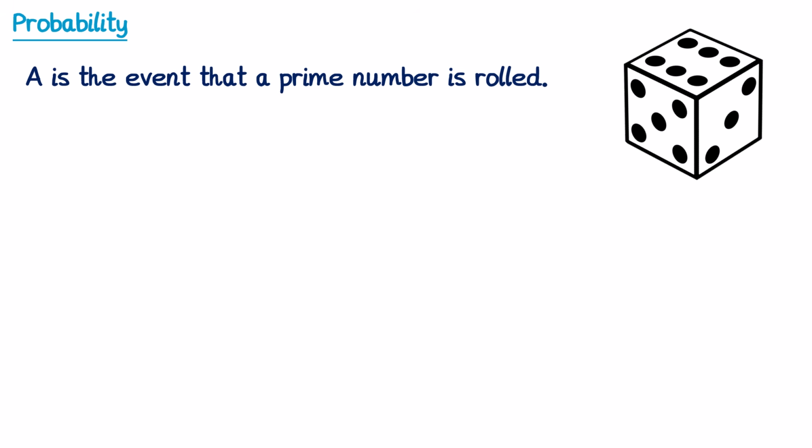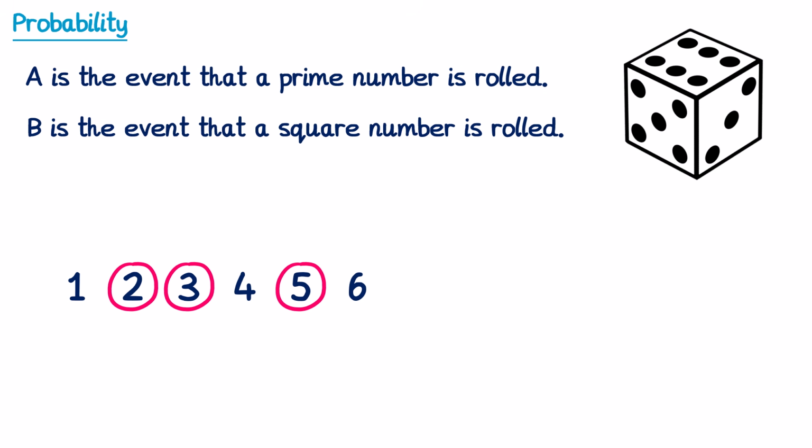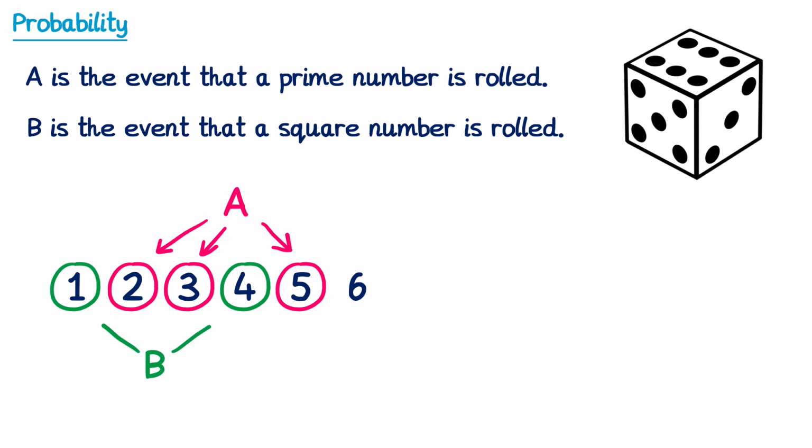Imagine we rolled a dice, and we said that A is the event that a prime number is rolled, and B is the event that a square number is rolled. A standard dice has 6 numbers from 1 to 6. So looking at event A, the prime numbers are 2, 3, and 5. So if we rolled one of these numbers, we'd say we've got event A. For the square numbers, for event B, we've got 1 and 4. So if we rolled one of these numbers, we'd say we have event B.